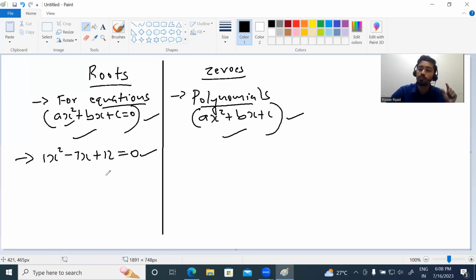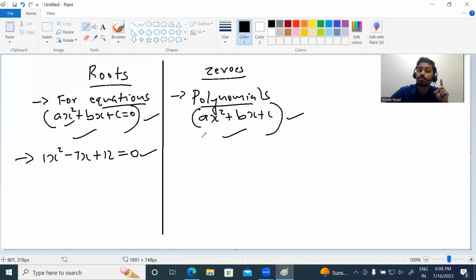Okay, so only those values at which this equation is correct are known as roots of the equation. Now what about zeros of the polynomials? Zeros of the polynomial means those values of the variable, here it's x, those values of x which make that polynomial zero.